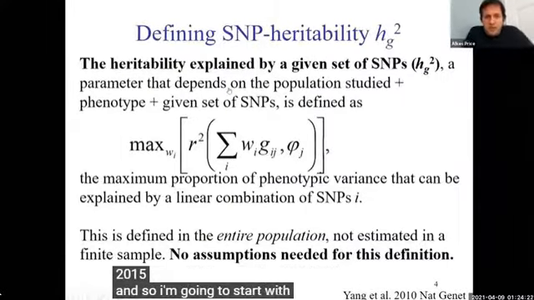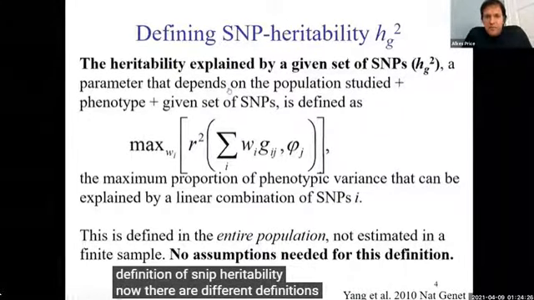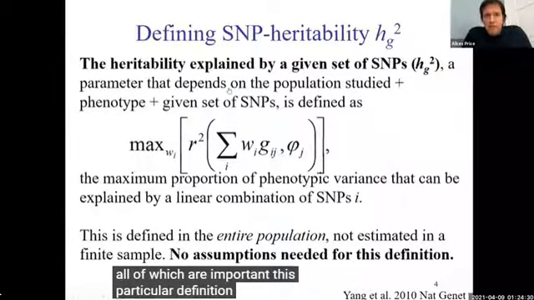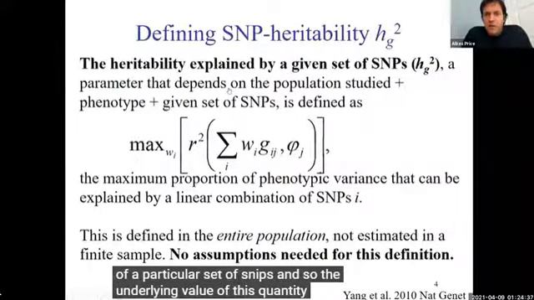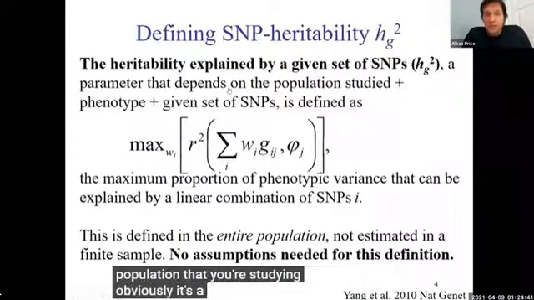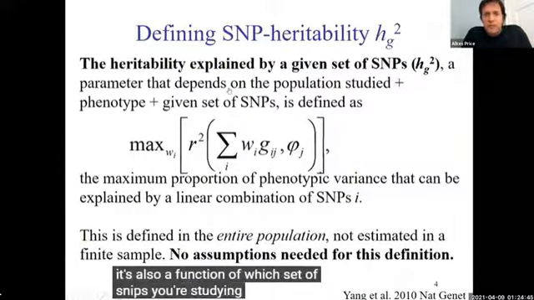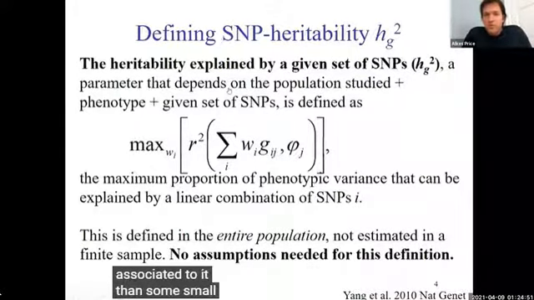And so I'm going to start with a definition of SNP heritability. Now, there are different definitions of heritability out there, all of which are important. This particular definition is a function of a particular set of SNPs. And so the underlying value of this quantity in the population is a function not only of the population that you're studying, obviously it's a function of which disease or trait you're studying, it's also a function of which set of SNPs you're studying. If you have a large set of SNPs, then that may have a larger SNP heritability associated to it than some small set of SNPs.